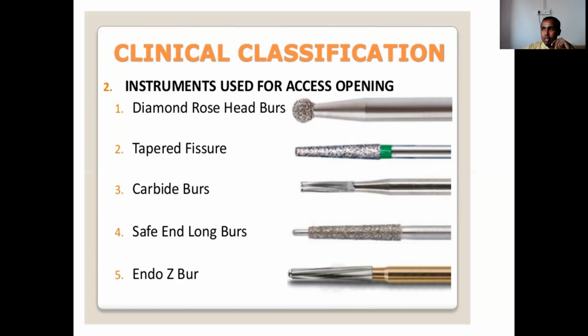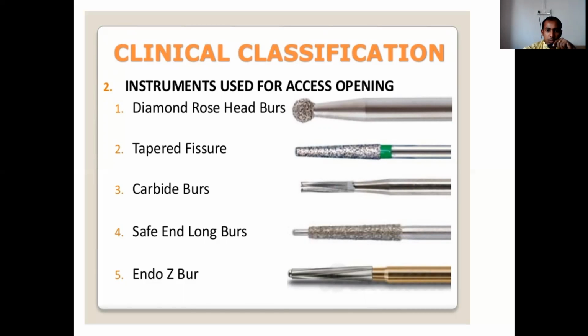When you make the initial entry, once the enamel is penetrated, you can switch to the tapered burr. The tapered burr is used to drill through to reach the pulp chamber. By using these two burrs, we can refine the cavity and make it into a proper shape. The carbide burrs can be drilled through the restoration as well as through the crown. Once you reach the chamber, we can switch to the Safe-end burr or Endo-Z burr.